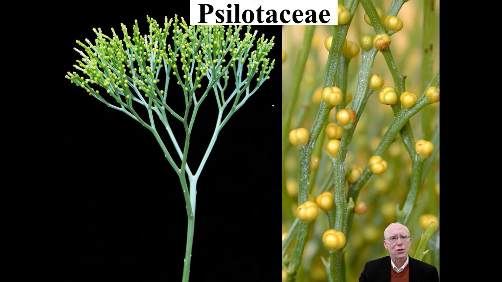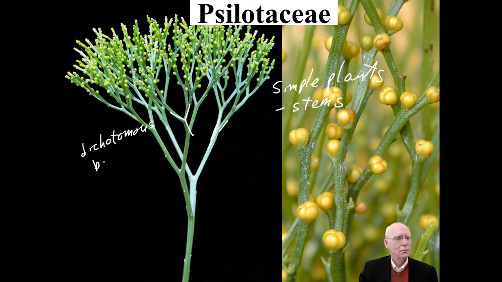Psilotaceae are another one of our lower vascular plant families. There are two genera in this family, as we'll learn. They're all very simple plants. They have green photosynthetic stems. And these stems are branched in a very unusual way. You can see it here. They are branched equally. So when they branch, they always branch equally like this. So this is equal dichotomous branching. So every time these plants branch, the two branches are equal in size.